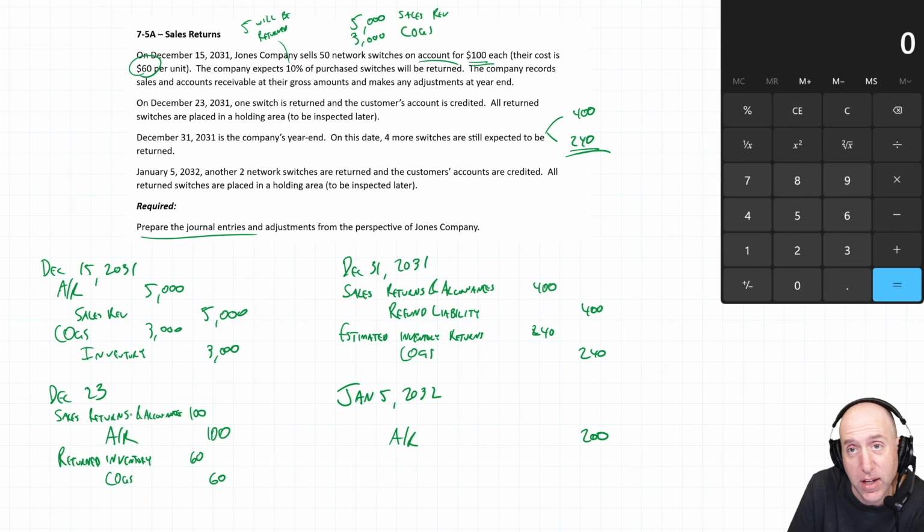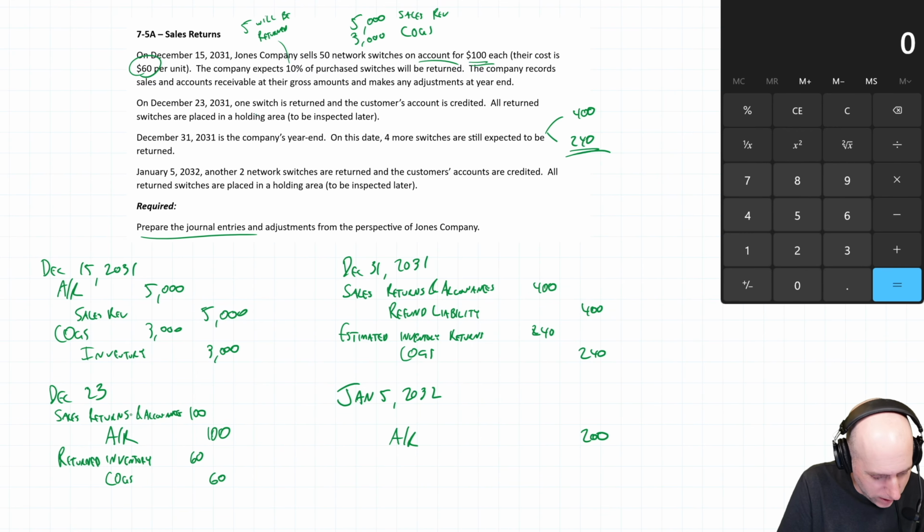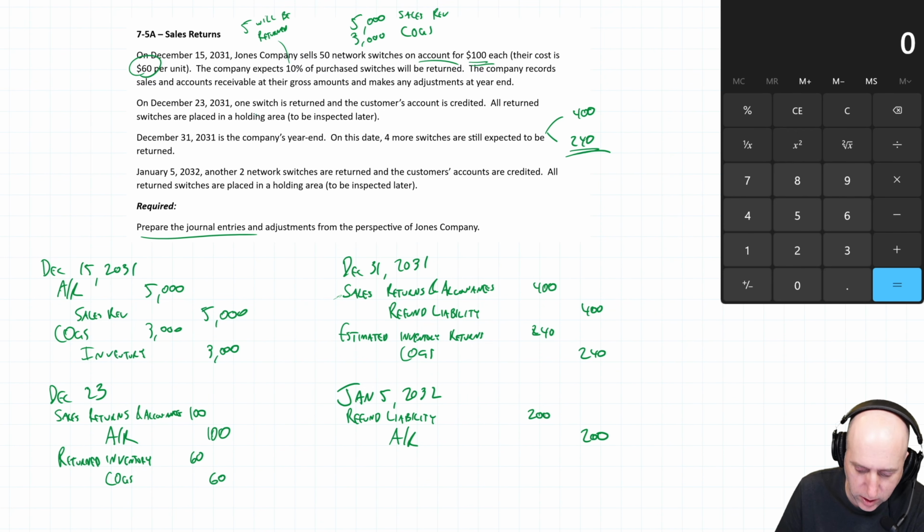Now, rather than sales returns and allowances, which is a contra revenue account, we recorded the revenue last year and we recorded our adjustment to sales returns and allowances last year. Now we have to say, I have that refund liability. I'm going to owe $400 in refunds. Well, this is one of those refunds. So we debit refund liability to say, okay, I'm issuing the refunds that I had expected to be issuing. I'm refunding their account for $200.